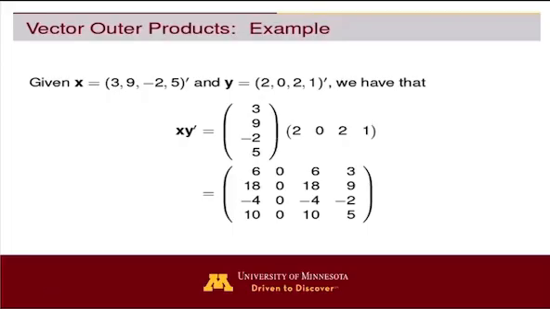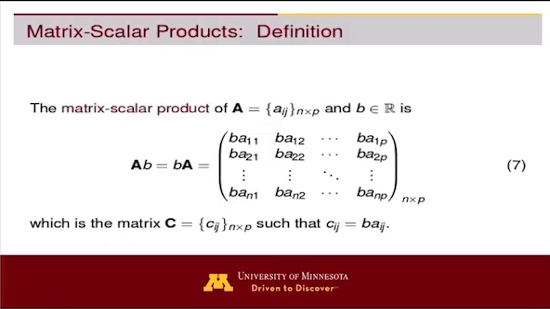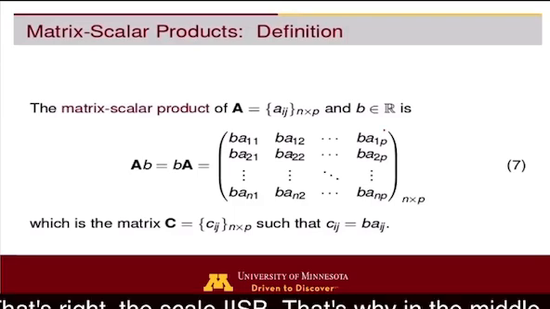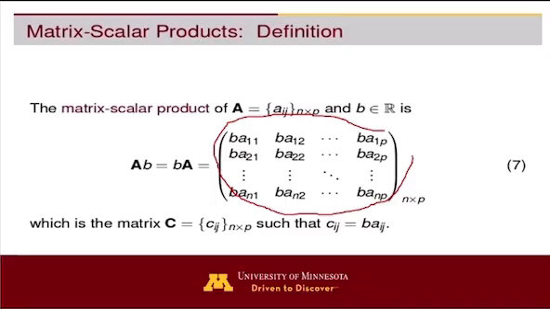Now, we have a matrix scalar product. In a matrix scalar product, you use a scalar to multiply a matrix. The scalar here is B. That's why in the matrix you can have B, B, B, B, B, B, because B is a constant. It's a scalar. So we can have that kind of situation. Now let's look into the example.